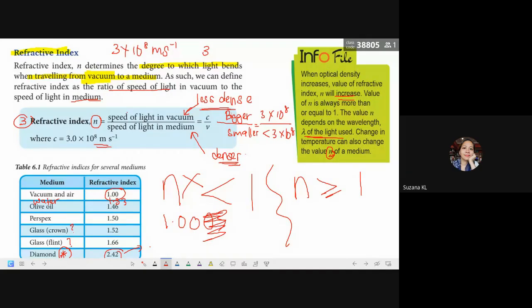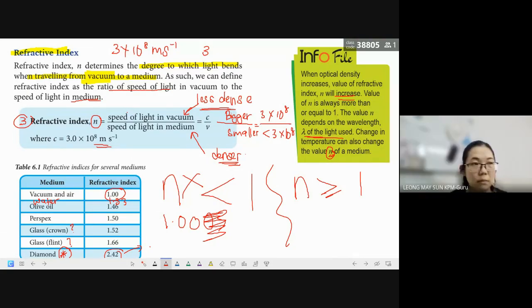I have a reference book, right? And it says the highest refractive index is gallium phosphide. The highest refractive index is definitely something else. I'm talking about in terms of diamond. Why I mentioned diamond is because inside this particular table, this one is only the biggest right now.